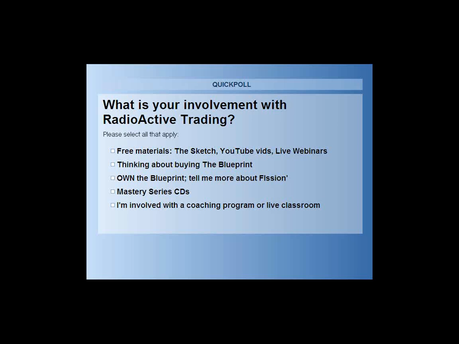Are you just viewing the free materials? Have you read the sketch, maybe checked out some of the YouTube videos? Have you gone through the free materials and you're considering buying the blueprint, Kurt's full work? Do you own the blueprint and you're here because you want to know more about fission or more about power options? Did you join us on Saturday, the Mastery Series CDs? Did you join us on Saturday or are you looking to purchase some of the other CDs that Kurt used to enhance the details of the blueprint? Or are you currently involved with a coaching session or a coaching program?